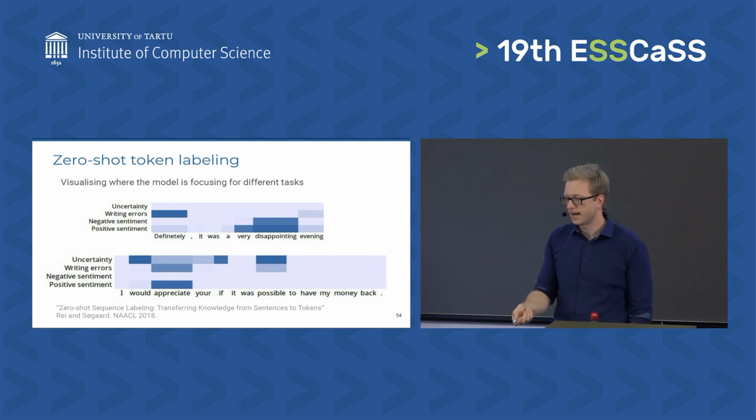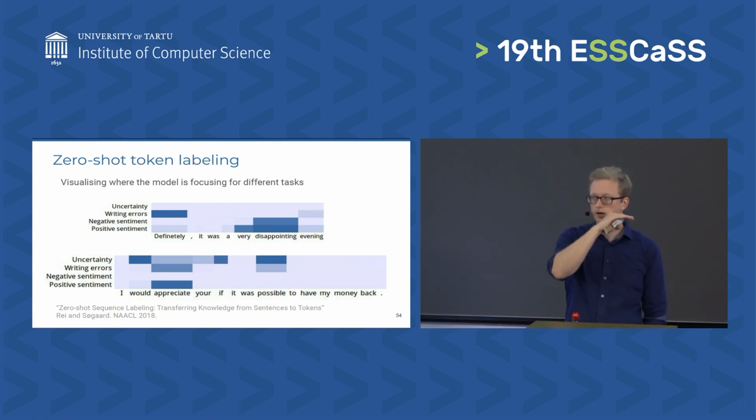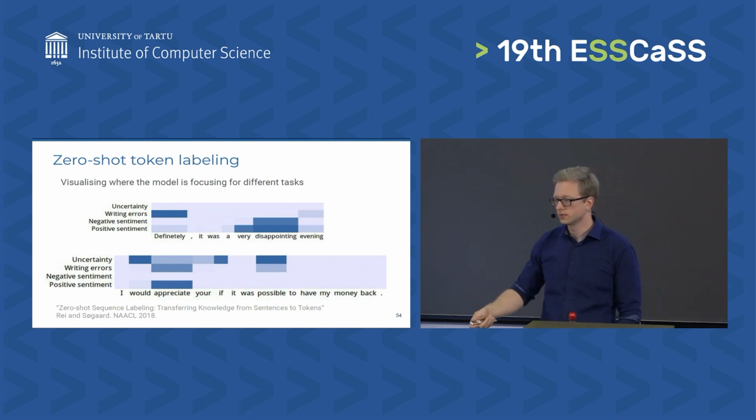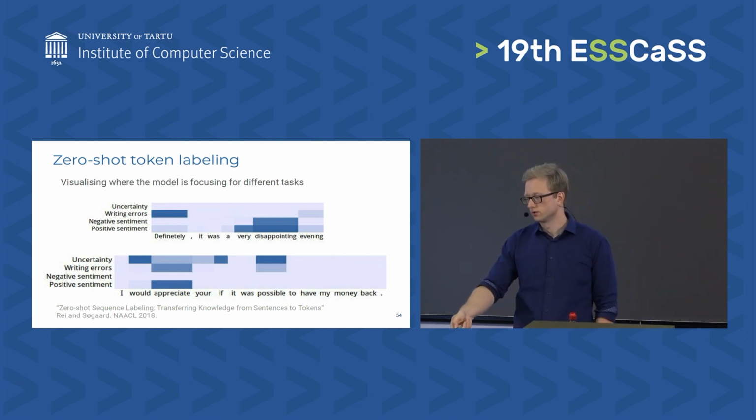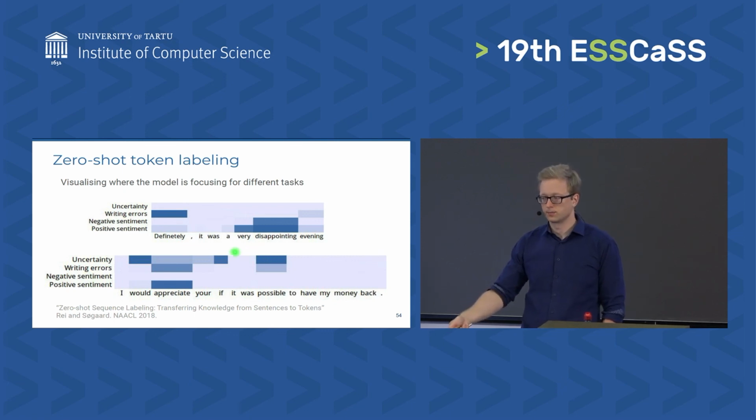So if we have a model, here we trained 4 different models on 4 different data sets for uncertainty detection, for grammatical error detection, negative sentiment, and positive sentiment. And we fed the same sentence through all of these models to see what tokens they identify as important. So the uncertainty model correctly identifies would, if, and possible as the important tokens.